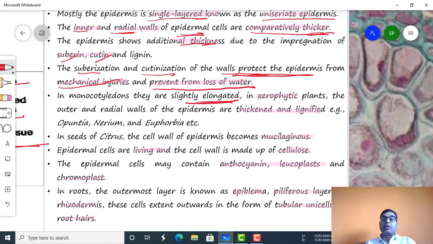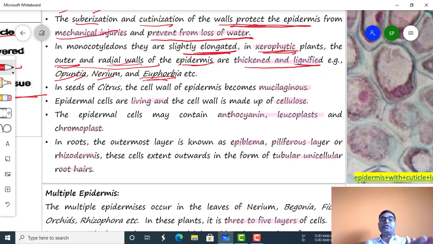Epidermal cells are slightly elongated. In xerophytic plants, the outer and radial walls are thickened and lignified. Xerophytes are those plants which grow in scarcity of water, and for the reduction of water loss, a thick cuticle or thick outer and radial walls of epidermal cells are present. Examples are Opuntia, Nerium, and Euphorbia. Opuntia is a xerophytic plant, Nerium is a xerophytic plant, and Euphorbia may or may not be xerophytic, as Euphorbia is a common species.